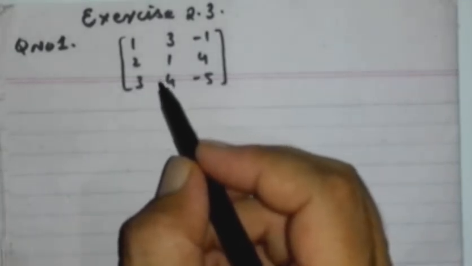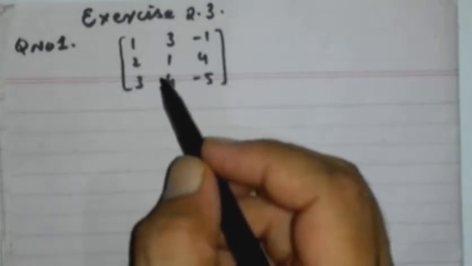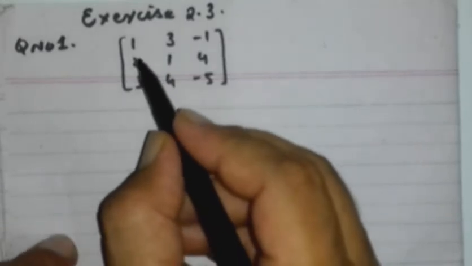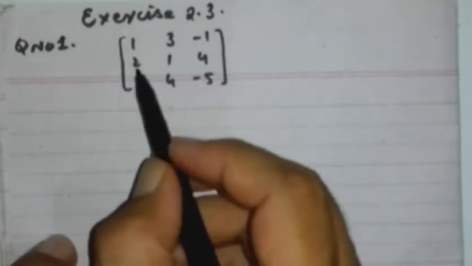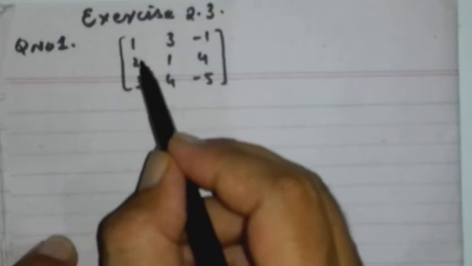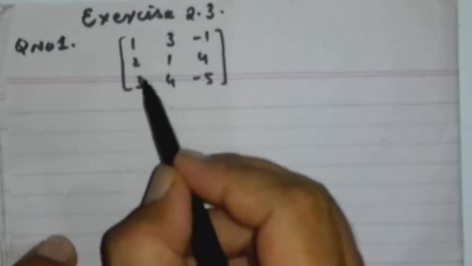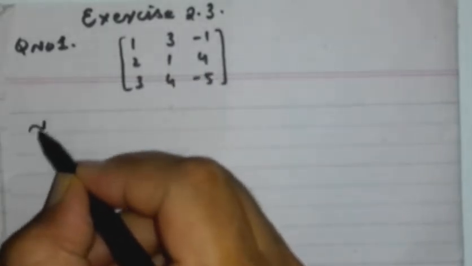Some people call it echelon or echelon, it is the same thing. So echelon form is that we make this entry, this and this 0. This is the echelon form. How? By row operation. So for this we can write it as row operation.